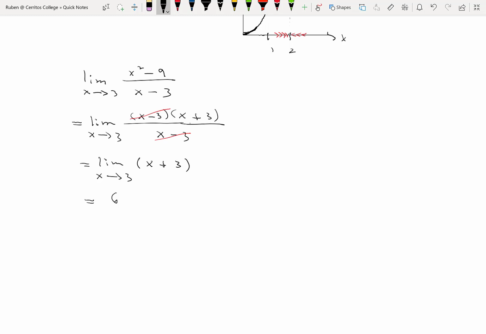As x approaches 3, as x gets infinitely close to 3, x plus 3 gets infinitely close to 6. And that's why this limit equals 6. Not because we're substituting x equals 3, because we are not. Because if we did, the limit wouldn't have existed in the first place.